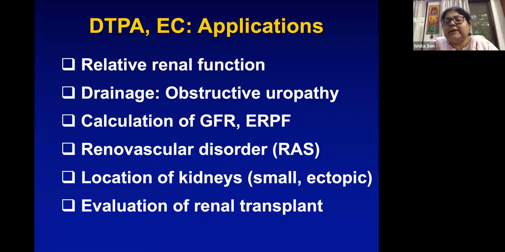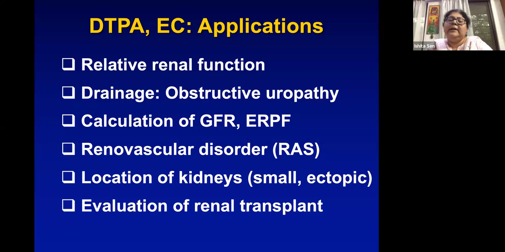So what are the typical indications of doing a diuretic renogram? One, of course, is to look at relative renal function, especially where one kidney is going to be operated on or is hydronephrotic. So you want to know how much is the contributory function. In obstructive uropathy, to see whether it is obstructed, or whether there is a component of obstructive nephropathy as well. Where is the obstruction? Is it at the PUJ? Is it at the vesicoureteric junction? How severe is the obstruction? Is it a significant obstruction, or is it a flow-dependent partial obstruction?